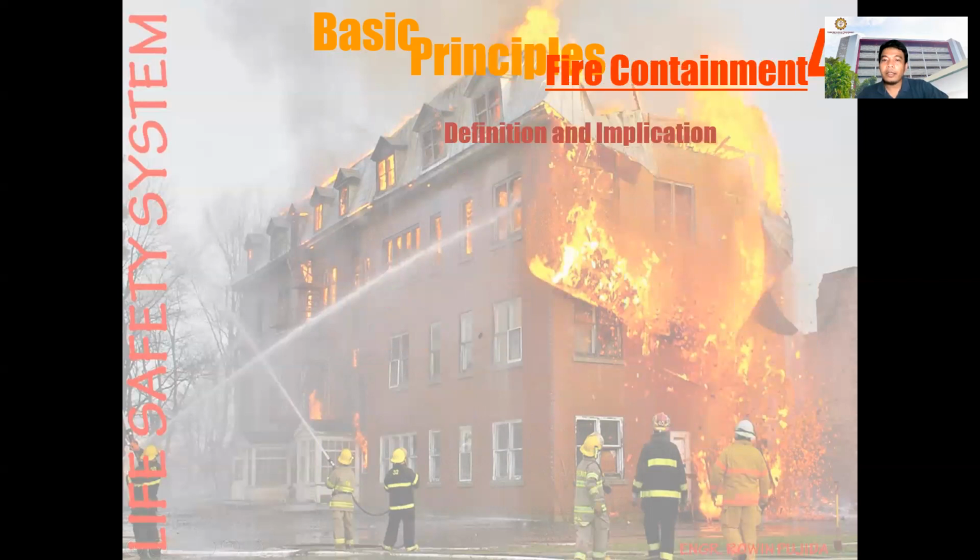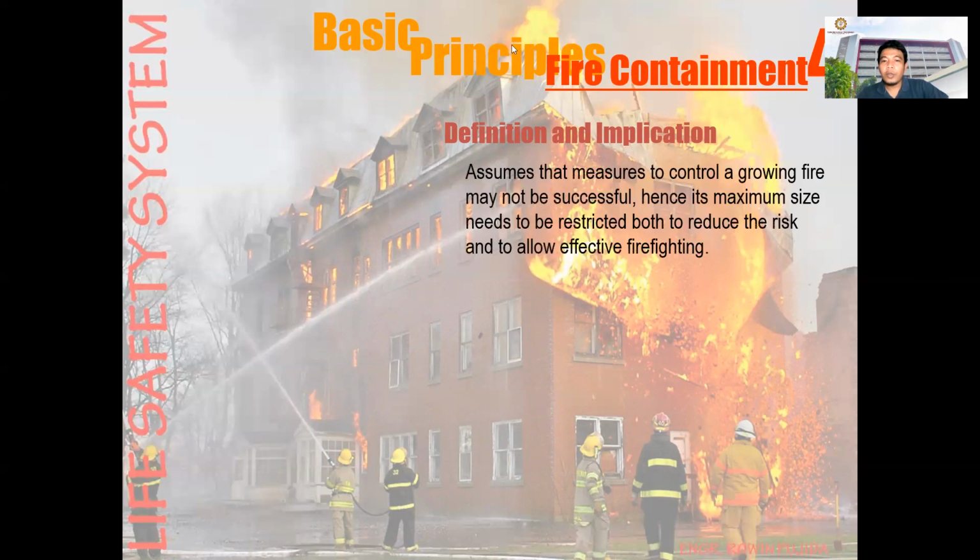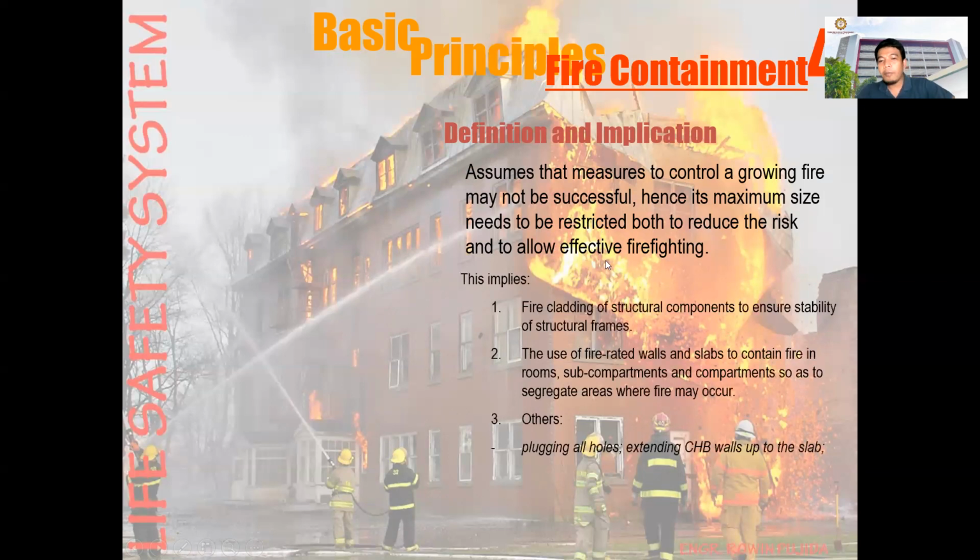So for fire containment, definition and application: it assumes that measures to control a growing fire may not be successful, hence its maximum size needs to be restricted, both to reduce the risk and to allow effective firefighting. Number 1, this implies fire cladding of structural components to ensure stability of the structural frame. And then number 2, the use of fire-rated walls and slabs to contain fire in rooms, sub-compartments, and compartments so as to segregate areas where fire may occur.